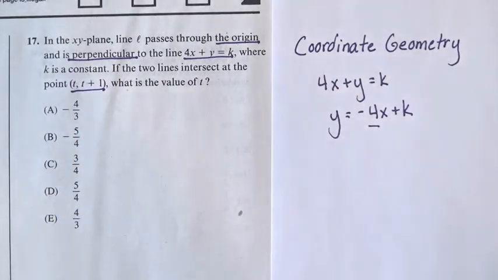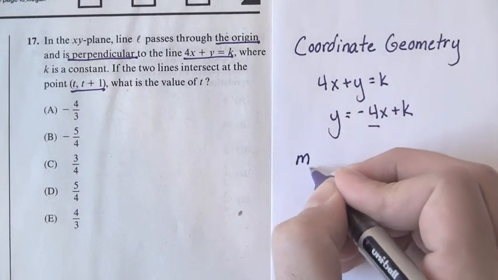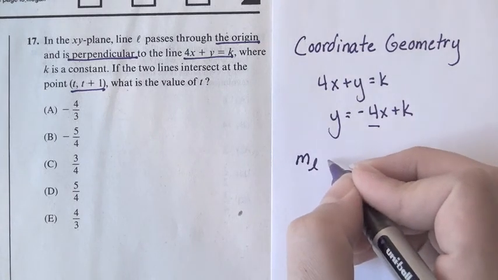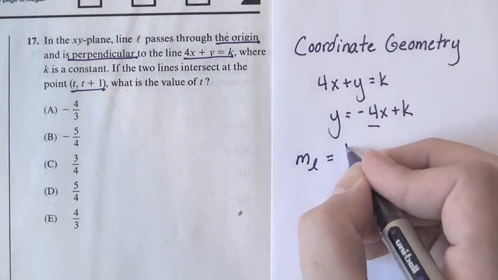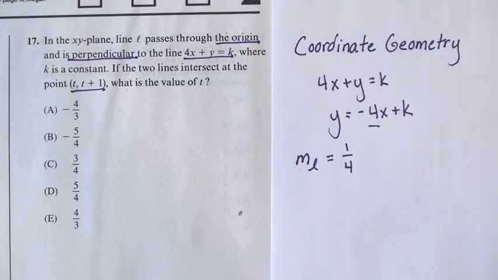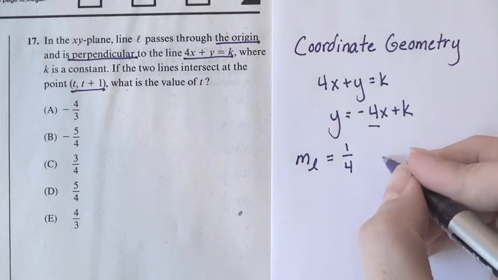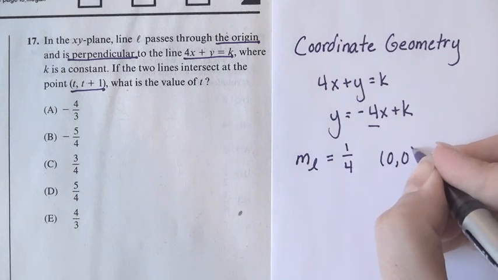Meaning that the slope of our mystery line L has got to be equal to the negative reciprocal of negative 4, or positive 1/4. So now we have the slope. What other information do we have? Well, we know that the line passes through the origin, so it contains the point 0, 0.